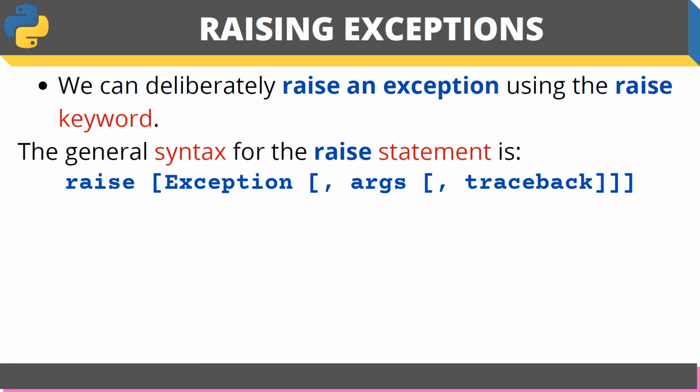So coming to raising exceptions, we can deliberately raise an exception using the raise keyword. In the previous video, we discussed try and except blocks. Now we can use this raise keyword. The general syntax for the raise statement is raise, followed by exception, args, and traceback. Here the square brackets represent that these are optional.